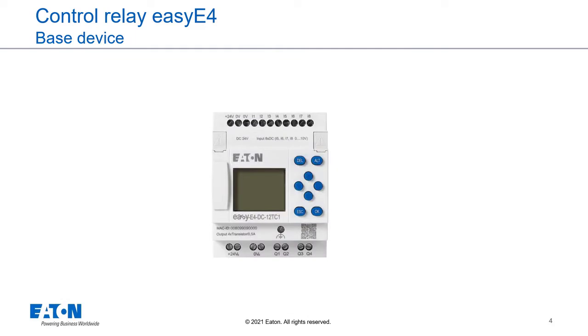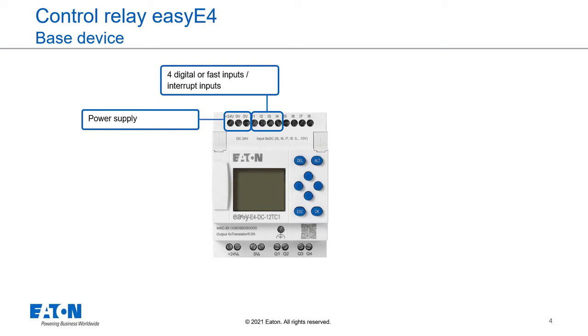What is the hardware structure of the base device? The terminals for the power supply are located at the top left of the base device. The connection terminals of the 8 inputs follow. The first 4 inputs, I1 to I4, are digital inputs. These can also be used as fast inputs for incremental value counters up to 5 kHz, frequency counters up to 5 kHz, or high-speed counters up to 10 kHz.